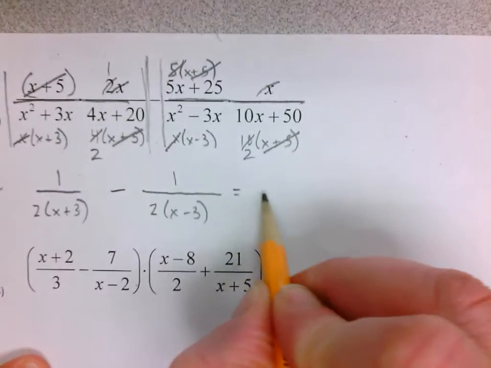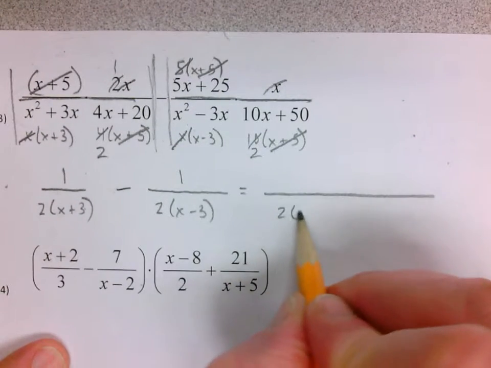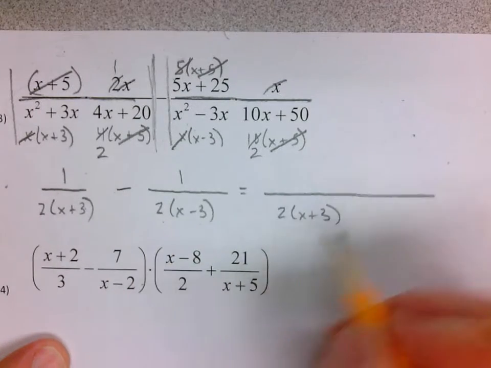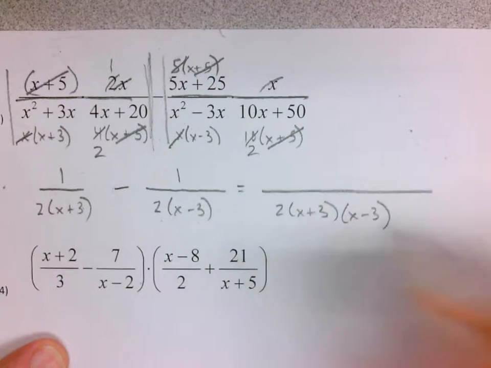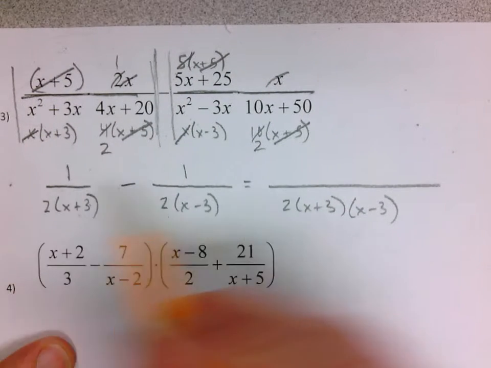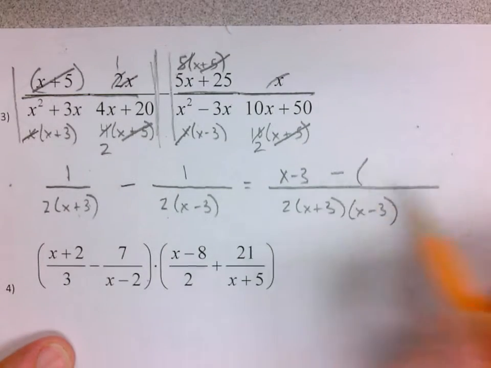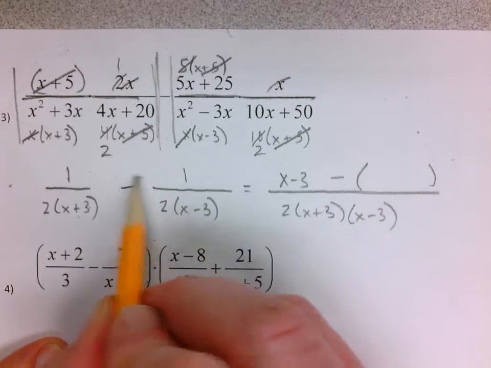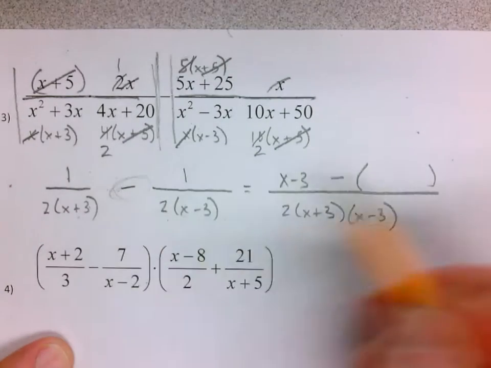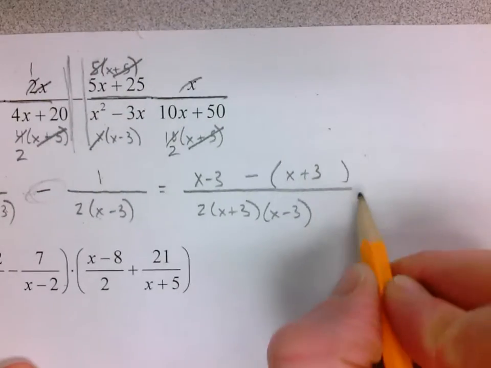Okay, common denominator. I need a 2 and an x plus 3. I go to my second fraction, already have a 2, need an x minus 3. Now I convert. This is missing the x minus 3, so 1 times x minus 3. Put parentheses, because you're subtracting this quantity. This is missing the x plus 3, 1 times x plus 3. Don't get all the way to the end and forget to distribute.